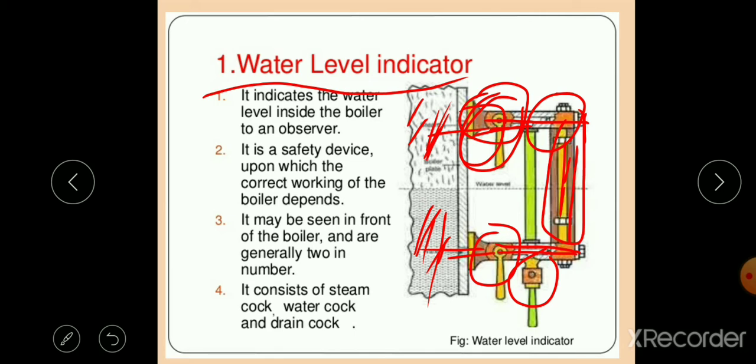The water level indicator is important because if the water level drops below the safe level, excess pressure may rise. In that case, we have to ensure sufficient water inside the boiler.